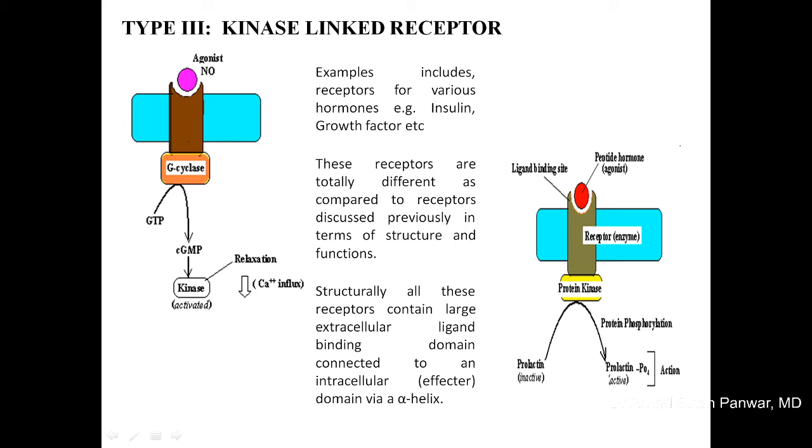Mechanism. The agonist binding to the extracellular domain of these receptors leads to a conformational change that results in the dimerization and activation of the intracellular enzyme domain, for example, tyrosine kinase domain. This results in autophosphorylation of the receptors, thus stimulating the receptor's tyrosine kinase activity toward intracellular signaling proteins. Here you see in the diagram.